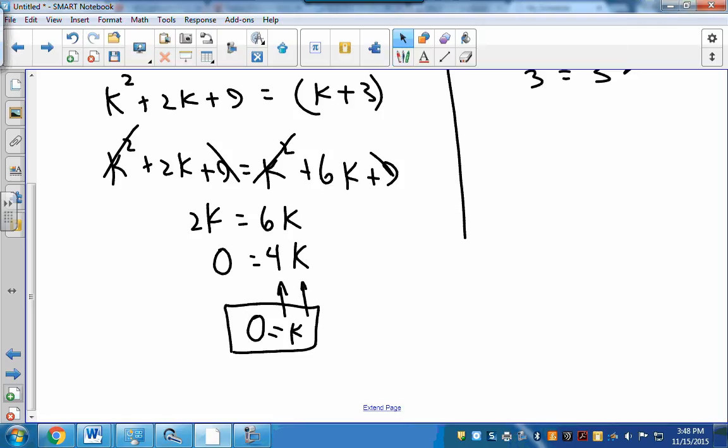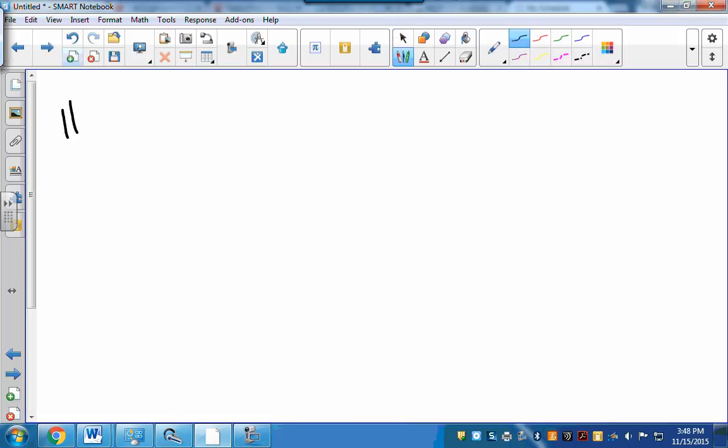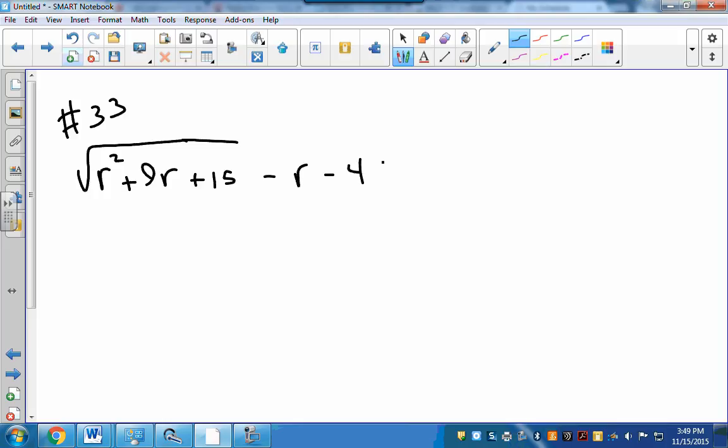Okay. Let's go to 33, the last one in this set. Number 33, square root of r squared plus 9r plus 15, all that's under the radical, and then we have minus r minus 4 equals 0. The first thing we're going to do is to isolate the radical: the square root of r squared plus 9r plus 15, and move the r and 4 to the other side.